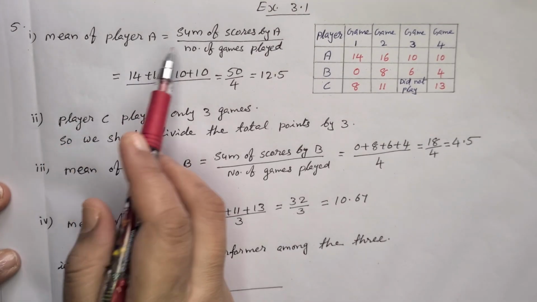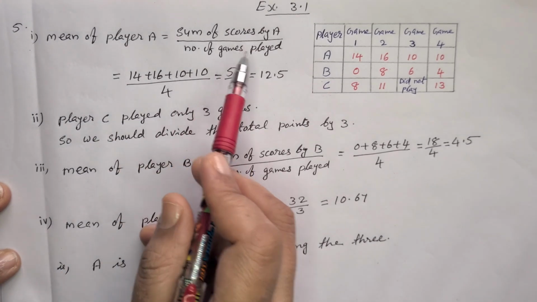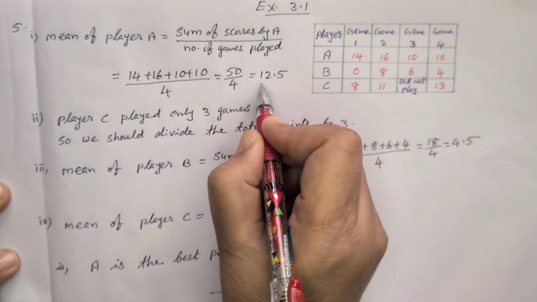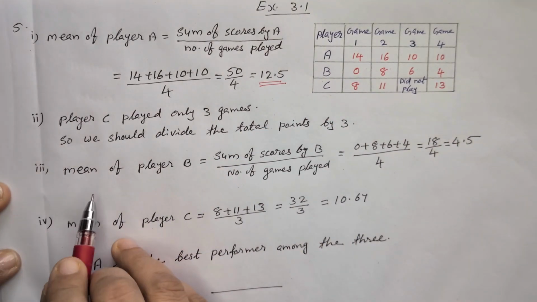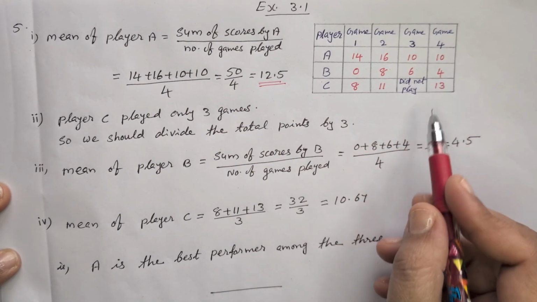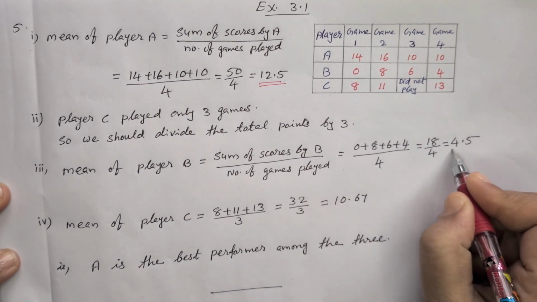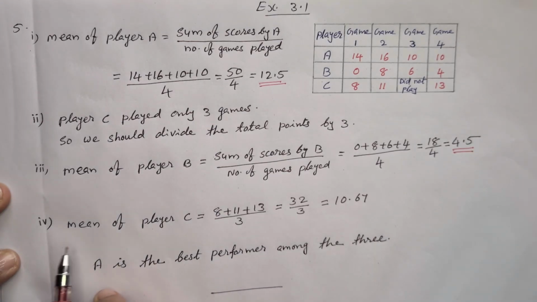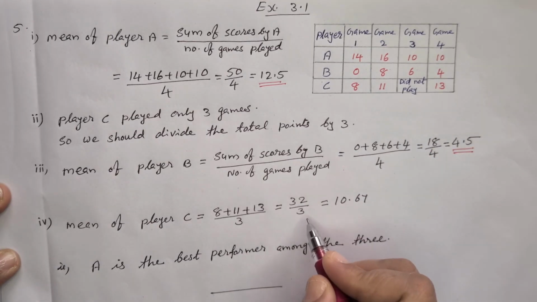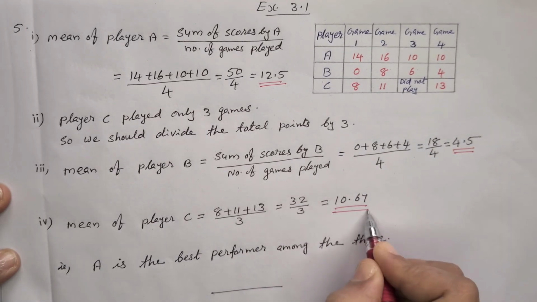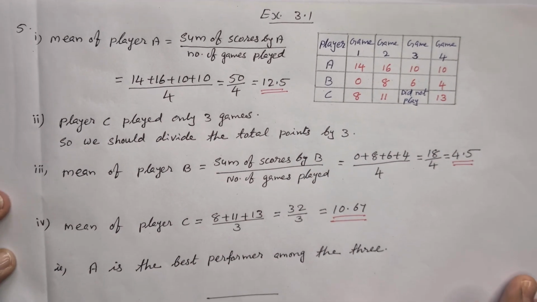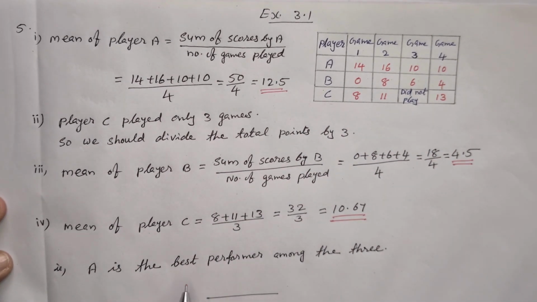Here, the mean of player A is the sum of scores by player A divided by the number of games. So 12.5. And player B, that is also 0 plus 8 plus 6 plus 4, 18 by 4, 4.5. Player C, 3 games, 8 plus 11 plus 13 by 3, 32 by 3, 10.67. So out of these 3, we can see 12.5. That means player A is the best performer.